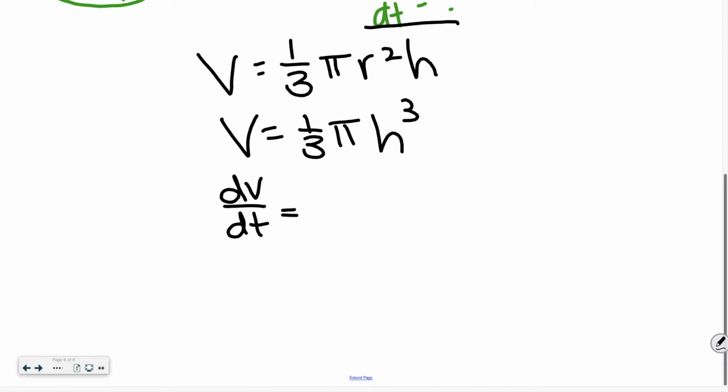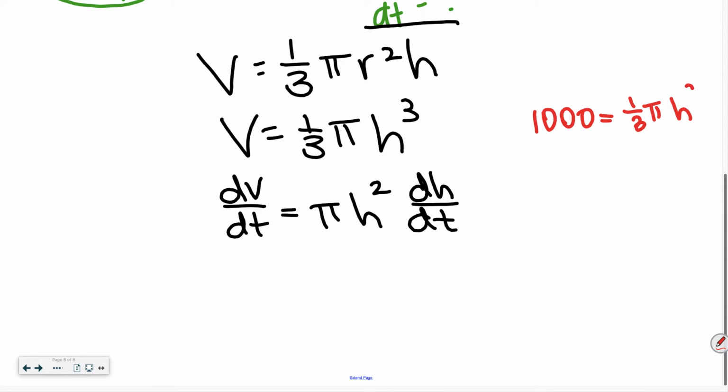What would our derivative be? Pi h squared dH dt. Okay, I know we're getting close to the bell, so let me just say this. If we were to continue, do we know dV dt? Yes, we would put that number right here. We're looking for dH dt. We don't outright have h squared, but can we find h? Okay. They said when the volume is 1,000. So you could come here and say when our volume is 1,000, you could figure out what h is, so you can plug it in here.